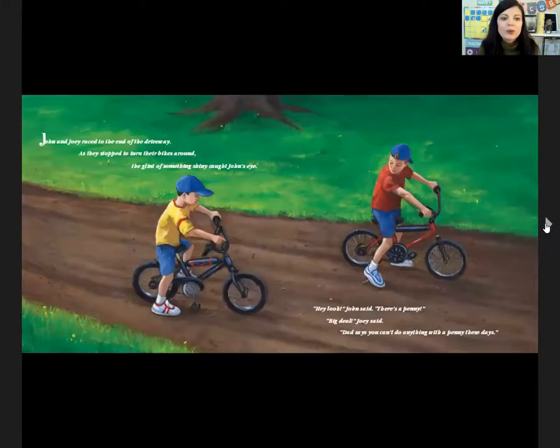John and Joey raced to the end of the driveway. As they stopped to turn their bikes around, the glint of something shiny caught John's eye. "Hey, look," John said, "there's a penny." "Big deal," Joey said. "Dad says you can't do anything with a penny these days."